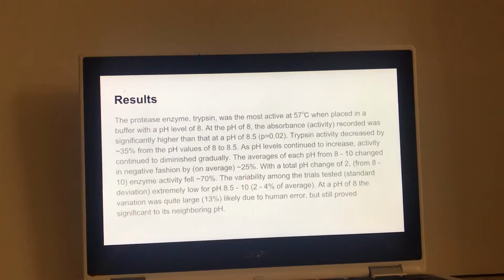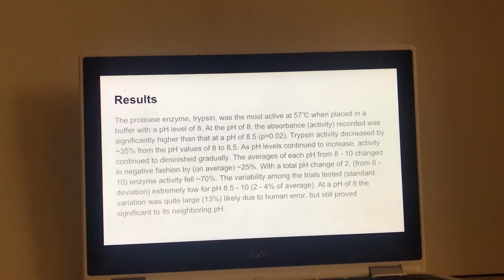The activity was the highest at pH 8, and the second highest was 8.5, and the p-value between these two pHs was about 0.02, which is very small, and that is great news for us. Increasing the pH from 8 to 8.5 decreased the trypsin activity by about 35%, which was a surprise. But the total enzyme activity fell about 70% after increasing pH by 2. It's a large number, but the activity did not stop.